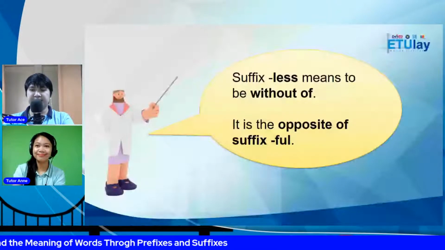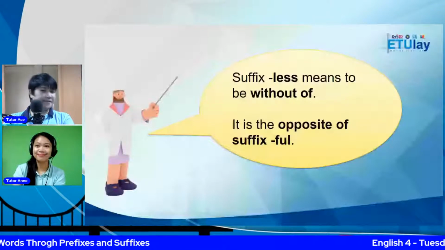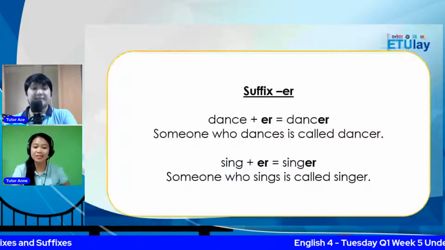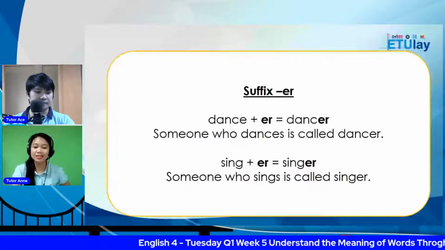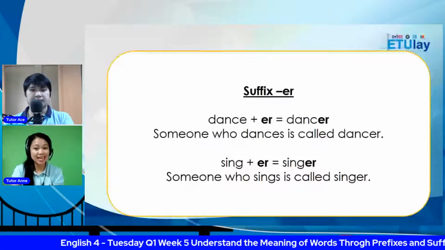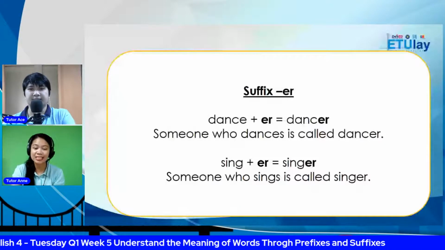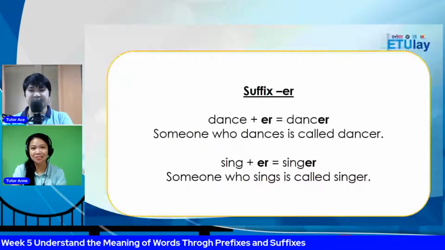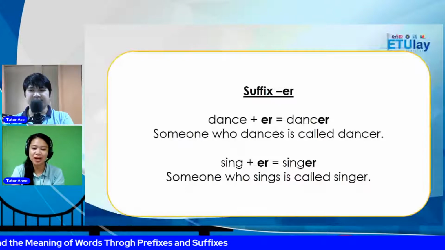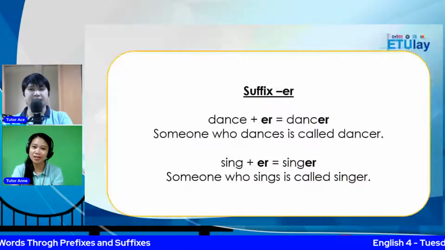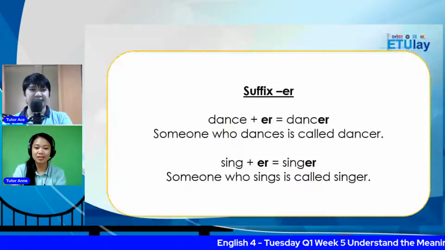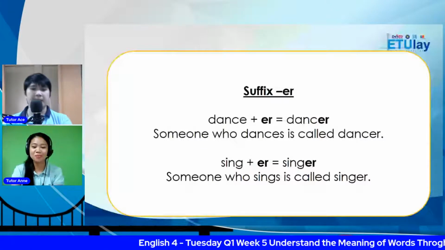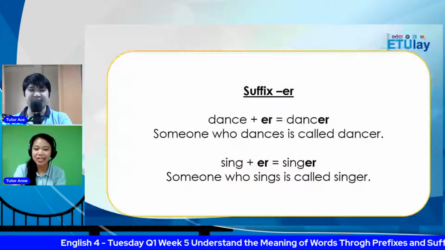Now let's have another suffix here. It's the suffix er. Just like in our examples here, we have dance plus er that makes it dancer. So pag sinabi nating dancer, that's someone who dances, right? So yung sumasayaw, dancer yung tawag natin doon. And then we also have here sing plus er that makes it a singer. This means a singer is someone who sings, of course. Yung kumakanta naman, singer.